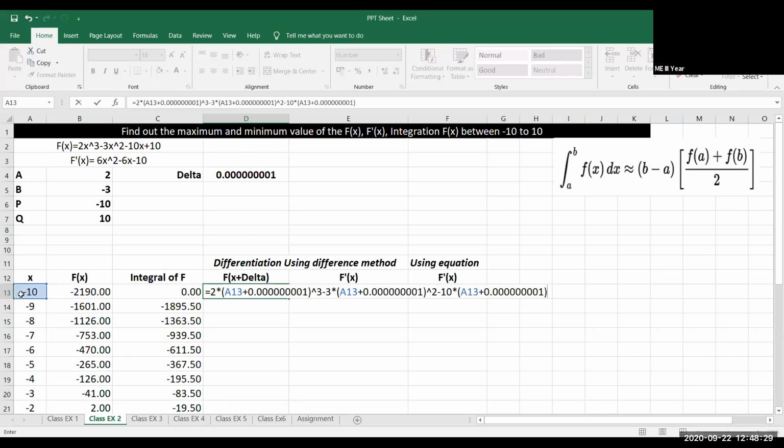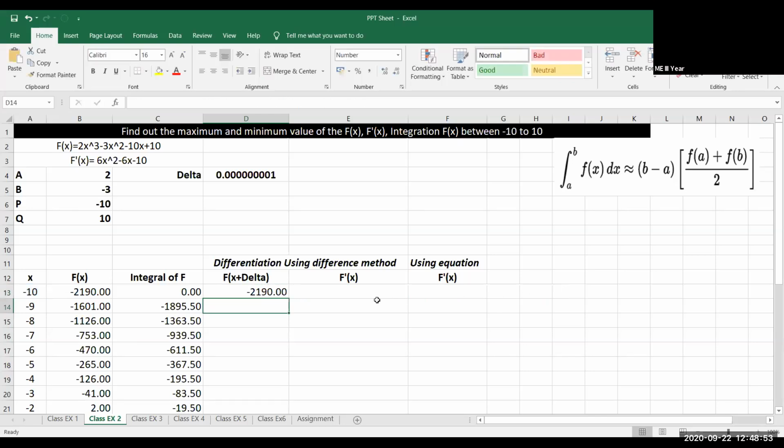Yes. After that, plus 10. This thing. So in place of x, you are putting x plus delta. So this A13 is nothing but the x value. In that place, you are putting this value plus delta value. Similarly, this value plus delta value, this value plus delta value, and hit enter, you will get the result.